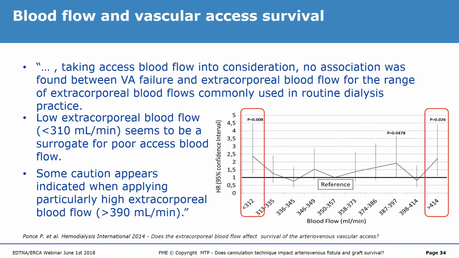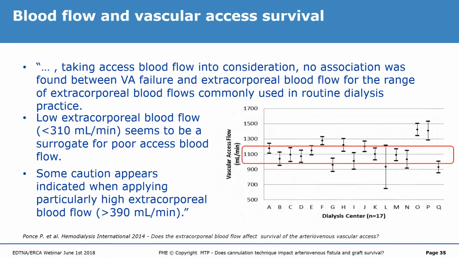Here we have a study that was done in Portugal. Dr. Pedro Ponce published it in 2014, so 4 years ago. And he detected that with a blood flow above 414 milliliters per minute, you have an increase of hazard ratio, so you have an increase of risk for vascular access failure. Somebody could say, yes, but it also depends on the QA, so it depends also on the access flow. If you have a good access flow, you should not have this risk. So probably these patients were not having a good access flow.